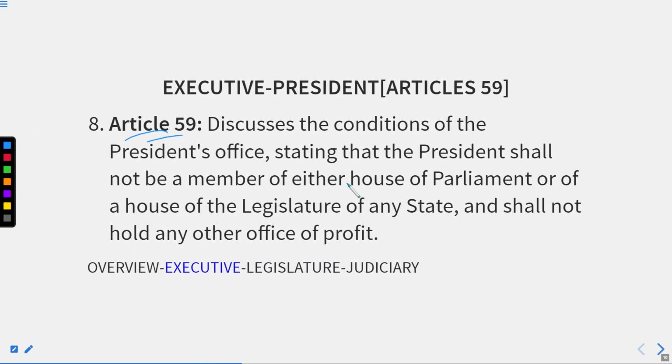Article 59 discusses the conditions of the president's office, stating that the president shall not be a member of either house of the parliament or of a house of the legislature of any state, and shall not hold any office of profit. It means that the president could not be a part of Lok Sabha or Rajya Sabha. Similarly, he could not be part of the state legislative assembly or state legislative council of any state government. He would be separated from all of them.